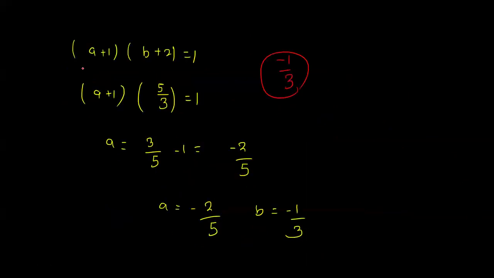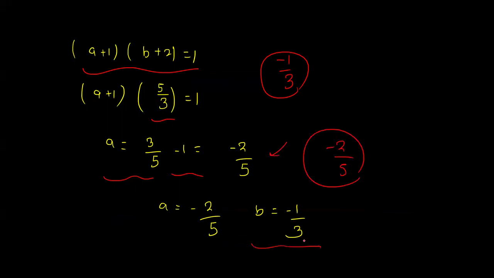and we have this condition also. If you put minus 1 by 3, then it will become 5 by 3, so a will become 3 by 5 minus 1, so it will become minus 2 by 5. So the a value is minus 2 by 5 and the b value is minus 3. So this is the correct answer. In this way you can find the solution of this problem.